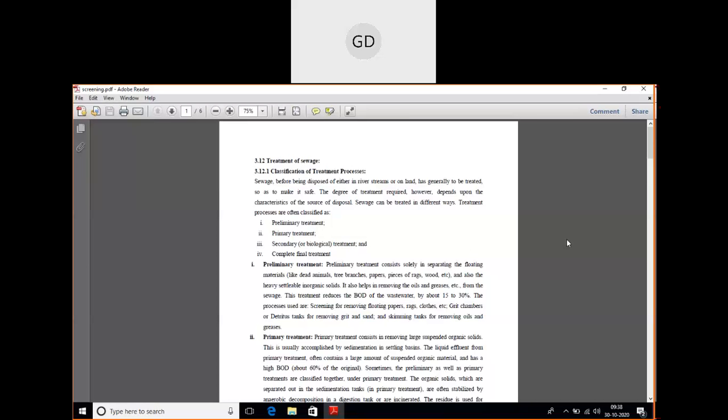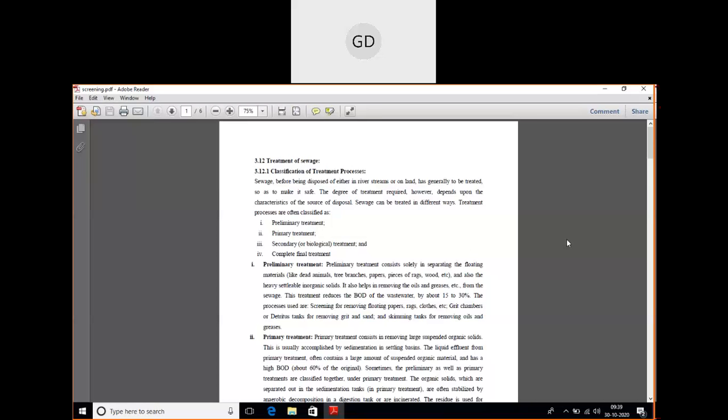One more important point is that the effluent from the secondary biological treatment will contain a very small BOD. So what percentage of BOD is there after secondary treatment? It is 5 to 10%.